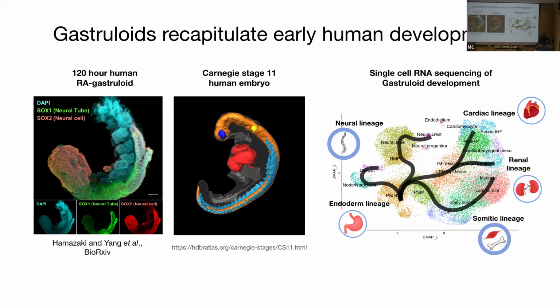And we see an endodermal lineage, which gives rise to the lining in the digestive tract. We see a neural lineage, which gives rise to the early spinal cord, as well as neurons. A cardiac lineage giving rise to muscle in the heart, and a somatic lineage, which gives rise to muscles, skeletal muscle, bone, and connective tissue.